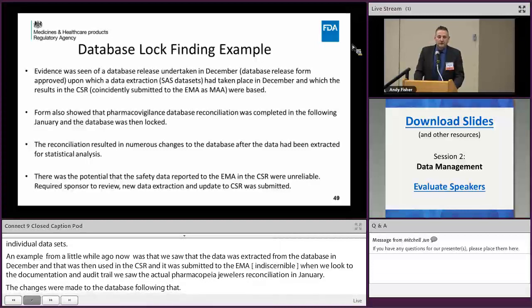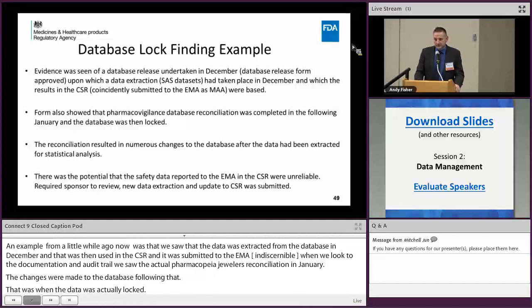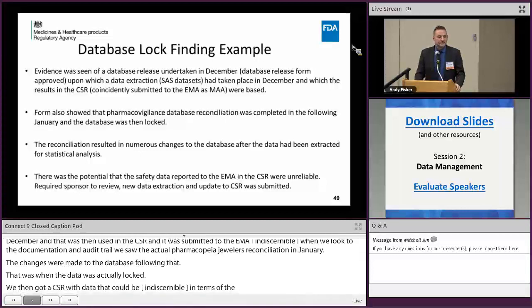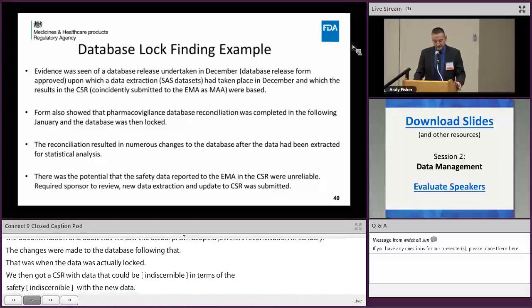So we then got a CSR with data that could be unreliable in terms of the safety information. So again, that led to the sponsor having to do a lot of work at quite a pressured time in order to update the CSR with the new data. I was told that out of the 200 trials that was the only one that that happened to, so I don't know, it's just lucky picking on my part or unlucky picking on their part, I guess.